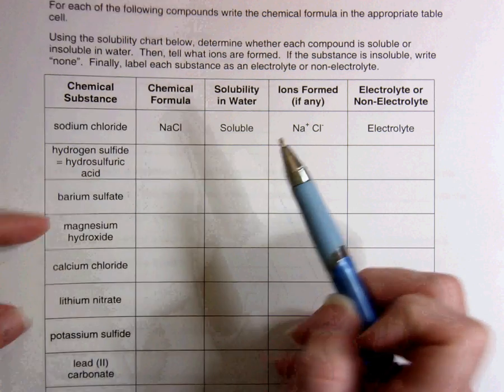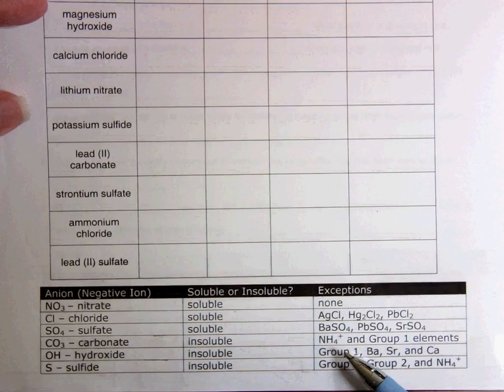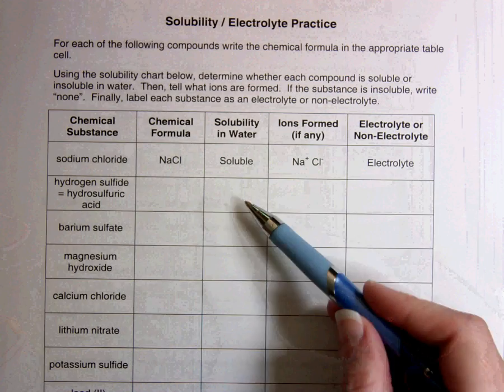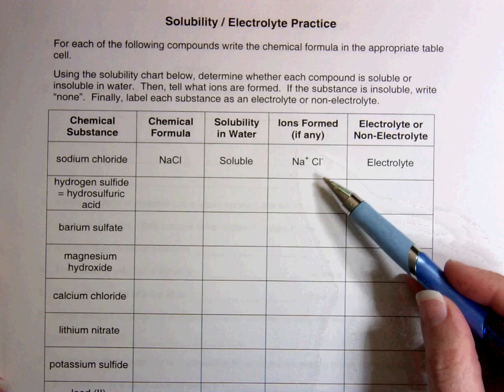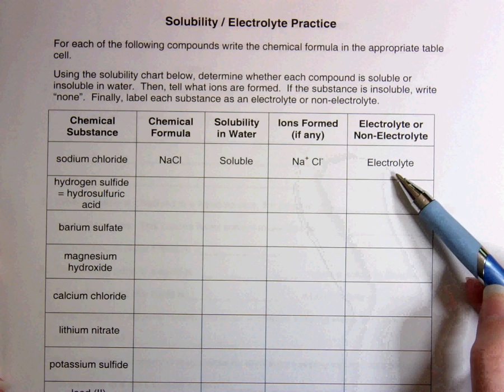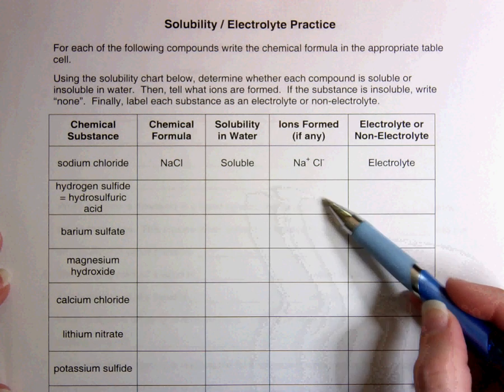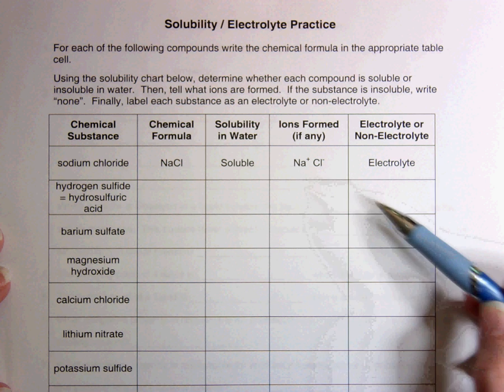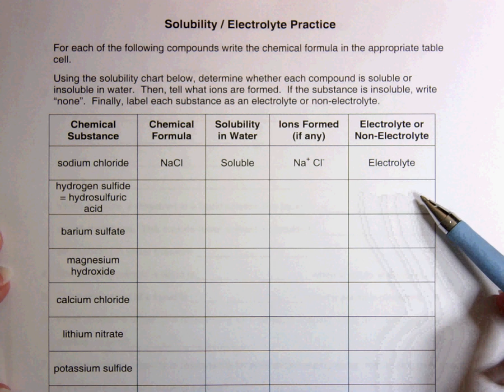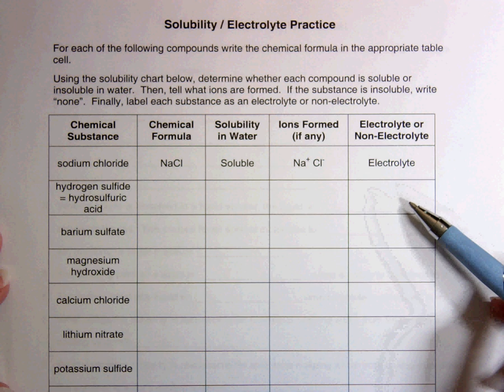Then look on your chart down here to determine if it's soluble or insoluble. If it's soluble, break it apart back into its ions and call it an electrolyte. If it's not soluble, if it's insoluble, put none for the ions formed and put non-electrolyte here because it won't break apart to allow electricity to flow.